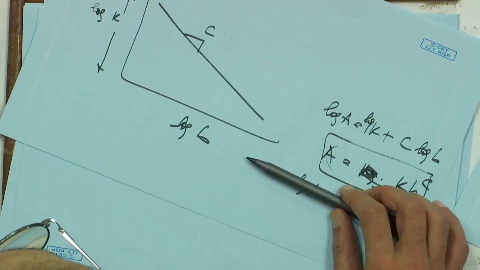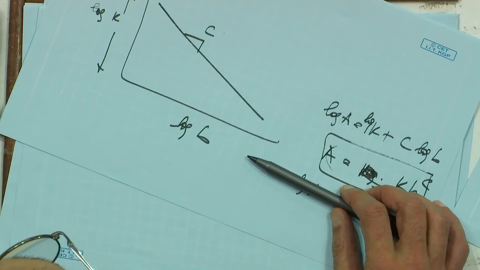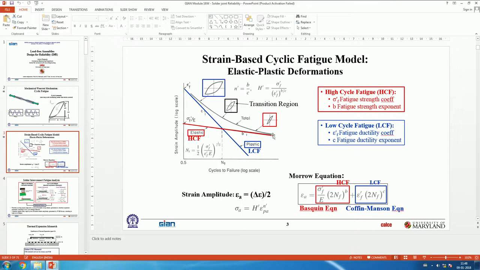The red line, which is the damage from elastic strains, we call that high cycle fatigue because the elastic strains dominate in the high cycle fatigue range, and the plastic strains are dominating in the low cycle fatigue range. So the blue curve is called low cycle fatigue, and the red curve is called high cycle fatigue. Each one, because they're a straight line, can be described by a power law, okay, where the intercepts are, here's the intercept for the high cycle fatigue, and the slope is B. And the blue one, here's the intercept for the blue line, and here's the slope, C, of the blue line.